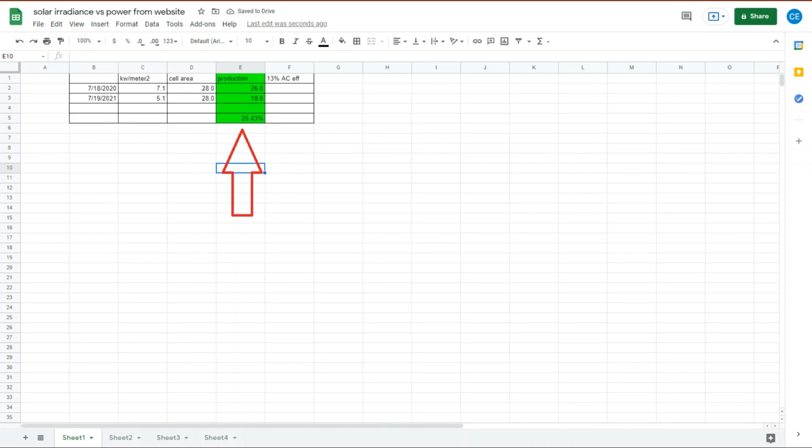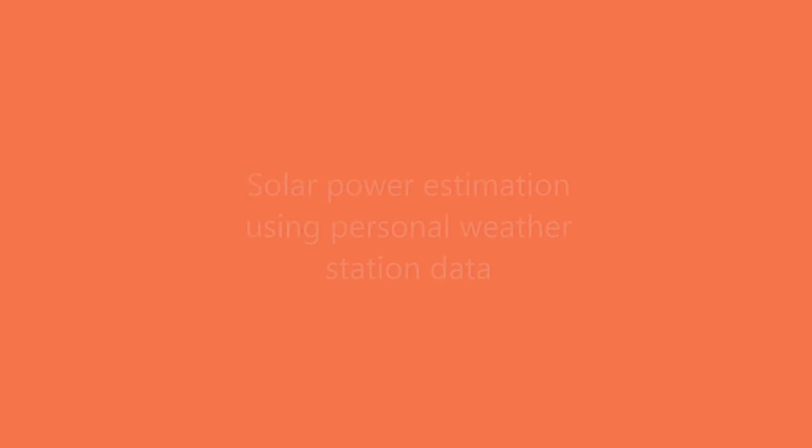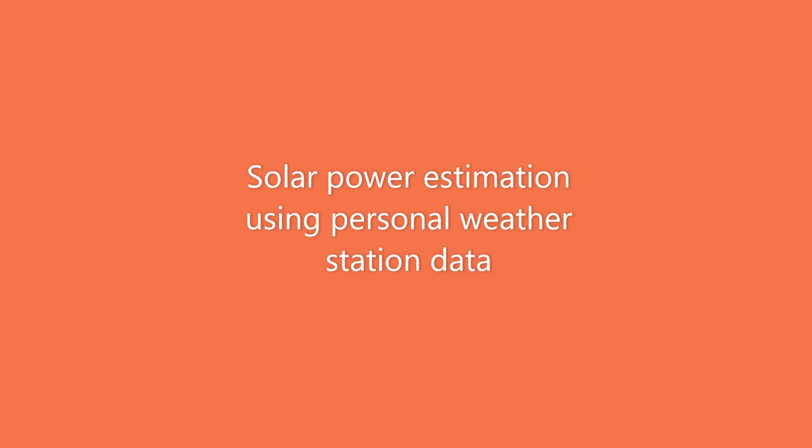This shows like a 13% efficiency from sunlight to AC. Then I use that same 13% and apply it to July 19th, 2021, and I see that I get 18.6 kilowatt hours. And then dividing these two together, I see that I lost 28% of the production due to this wildfire smoke. Thank you for watching, and I hope you learned how I estimate solar power production from the Personal Weather Service website data.